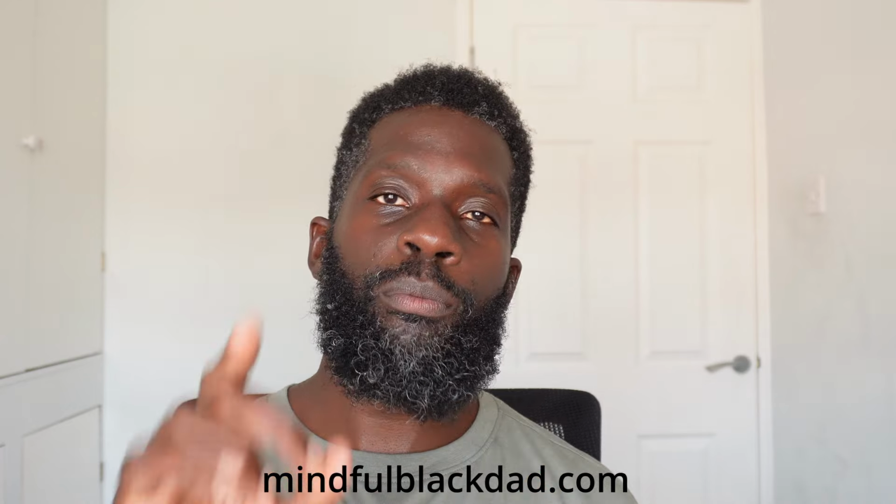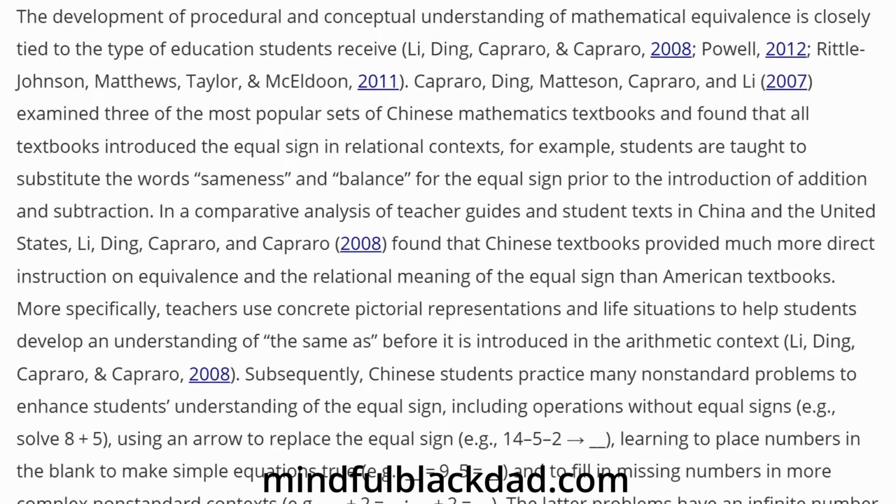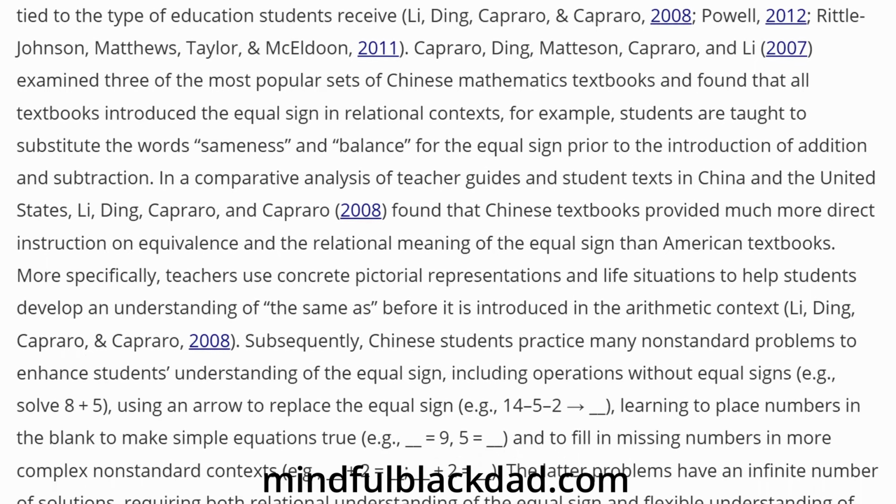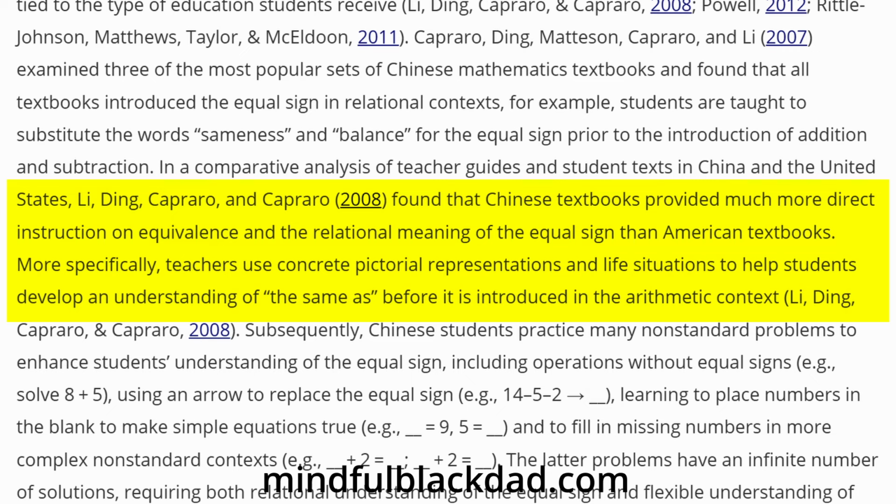And that understanding, by the way, is the understanding that most Chinese pupils in China have. And the reason they have that understanding is that they are explicitly taught that understanding from first grade. From first grade, 5, 6 years old, they are taught that meaning of the equal sign.